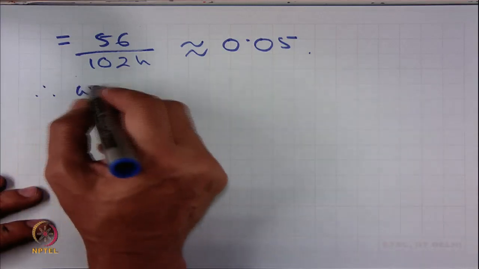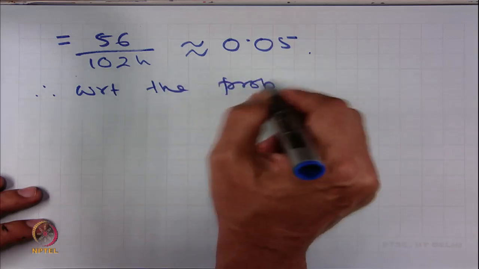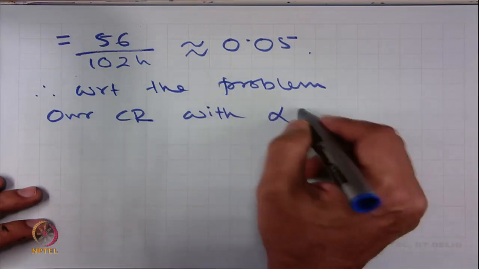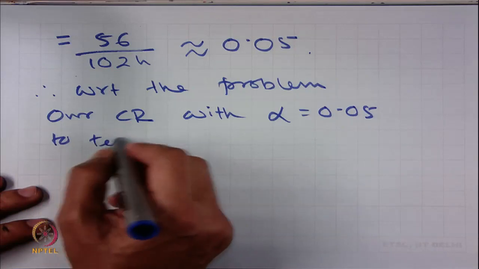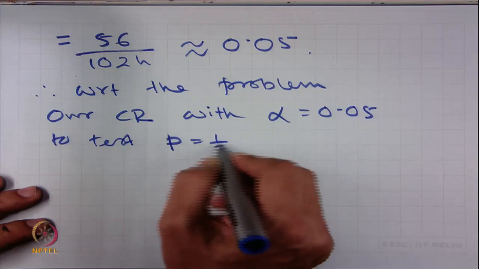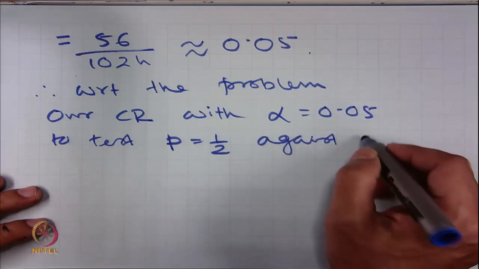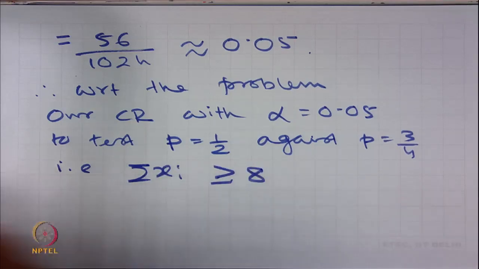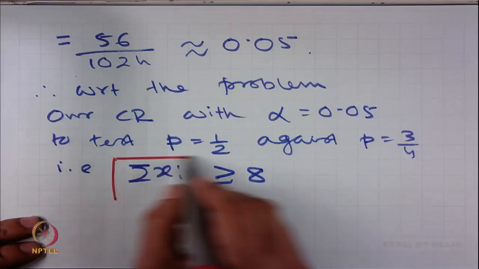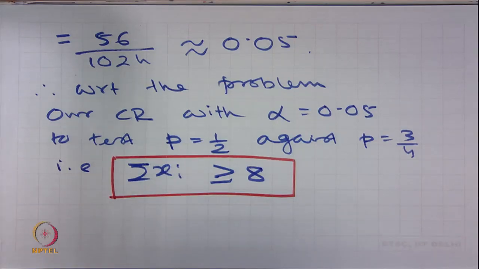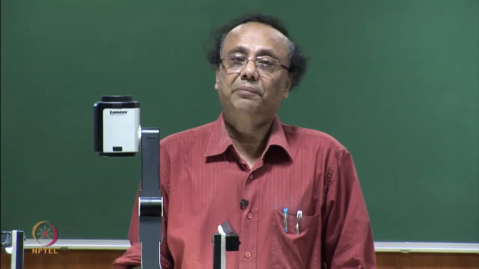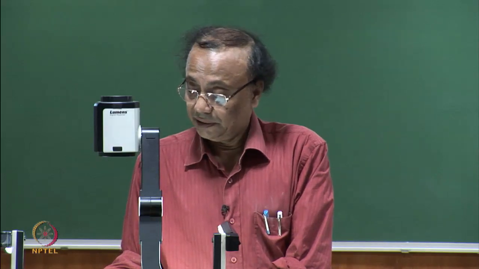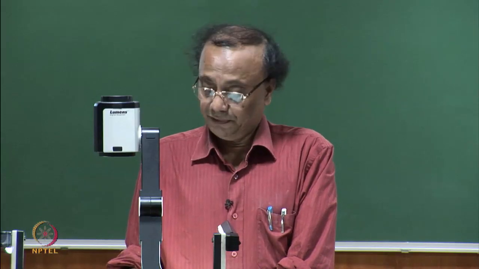Therefore, with respect to the problem, our critical region with alpha equal to 0.05 to test p equal to half against p equal to 3 by 4 is Σxi greater than or equal to 8. Or if the number of heads obtained is 8 or more, then we are going to reject the null hypothesis that the coin is unbiased. Otherwise, we are going to accept that this coin is unbiased when testing against p equal to 3 by 4.